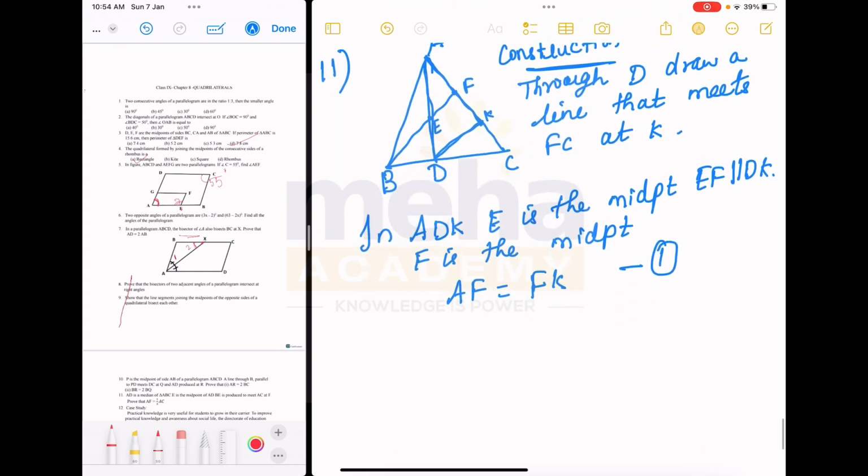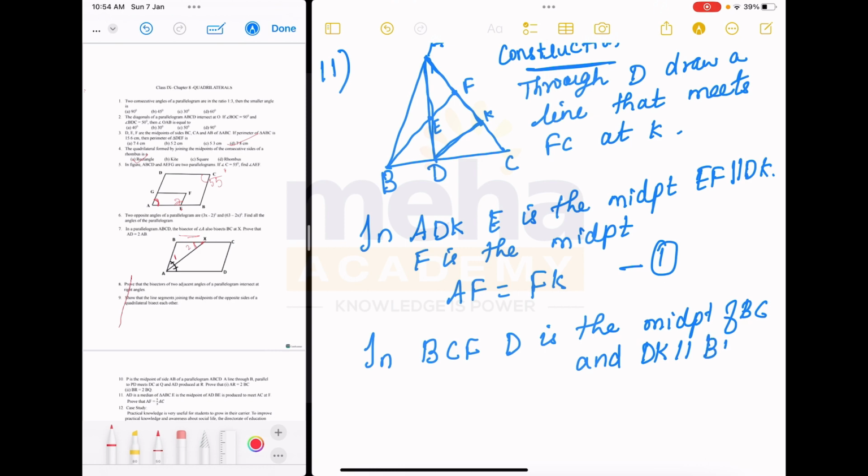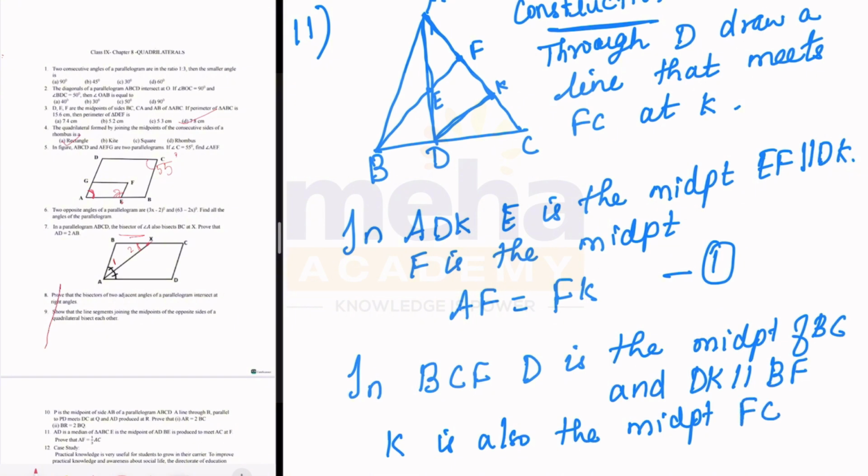Then let us take triangle BCF. So I have to form a relation. I am finding out the relation between AF, FK and KC. So here we know that D is the midpoint of BC, and we know DK is parallel to BF. Since D is the midpoint, then K is also the midpoint of FC. Therefore, FK would be equal to KC. Let us keep this as 2.